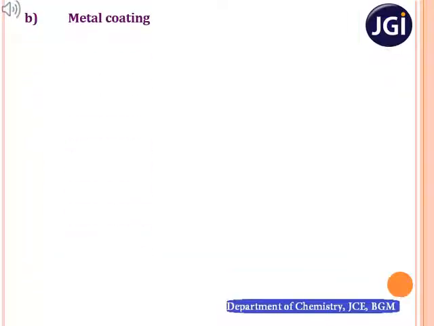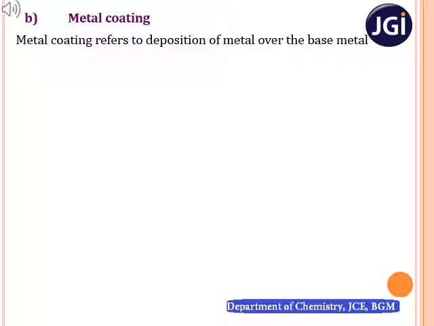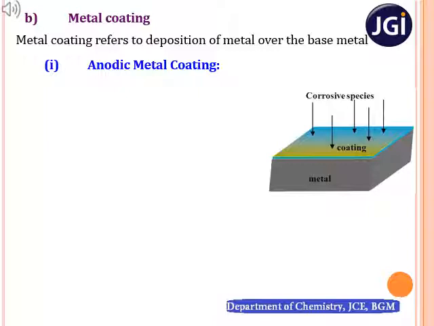In the previous class, we discussed about anodizing of aluminium. Today, we will try to understand the other methods of corrosion control. The second method under protective coatings is metal coating. This refers to deposition of a metal over the base metal. We can easily understand this by observing the diagram given here.